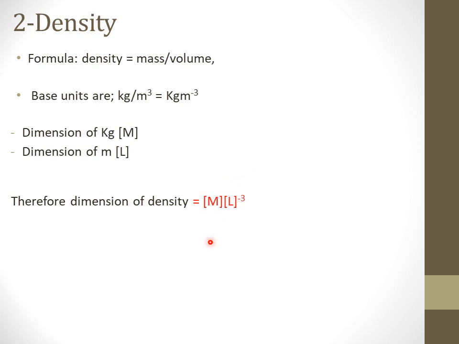Don't write M slash L to the power 3. This is mass per volume. It's getting interesting. You see, dimensions.